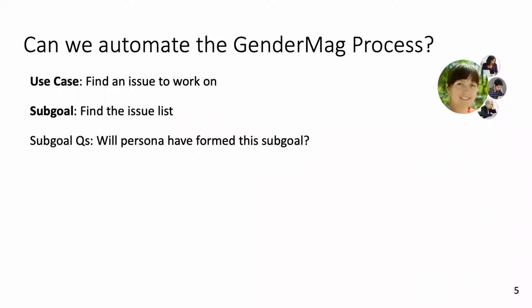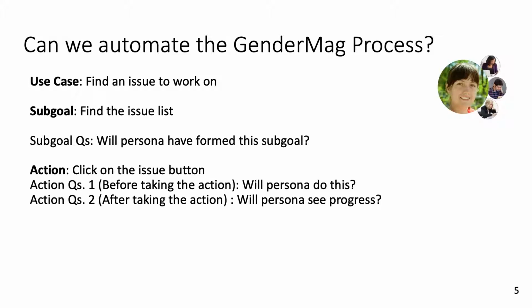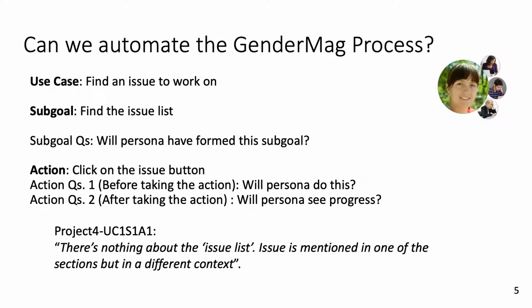So let me show you an example of a GenderMag evaluation. For this example, I chose the use case of finding an issue to work on. Towards that, I hope Abby's subgoal would be to find the issue list, and Abby's action would be to click on the issue button. GenderMag evaluators in our data reported there's nothing about the issue list, even though issue was mentioned in one of the sections.